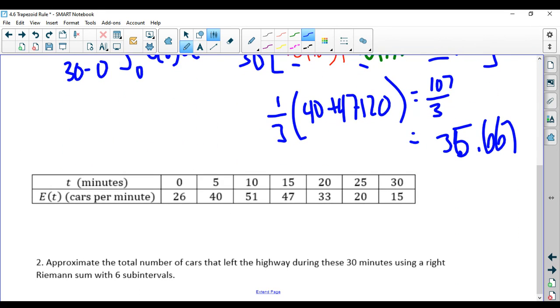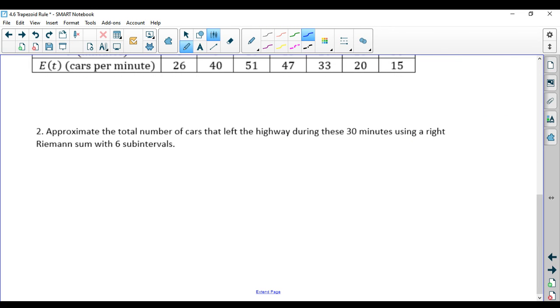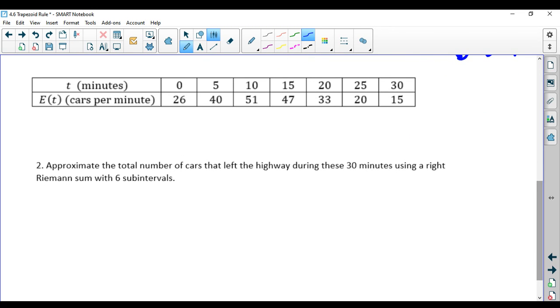So the next question, hopefully real quickly, is approximate the total number of cars that left the highway during the 30 minutes using a right Riemann sum with 6 subintervals. So we need the total number, so we're integrating the rate. This is not an average value anymore. This is just the integral of E of t. That will get rid of this rate. It will be total number of cars from 0 to 30.